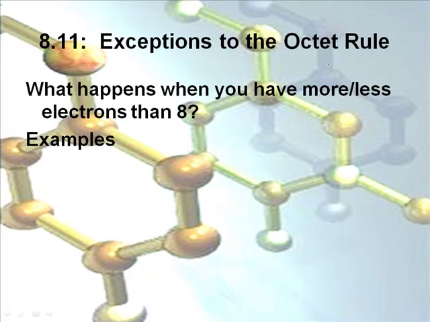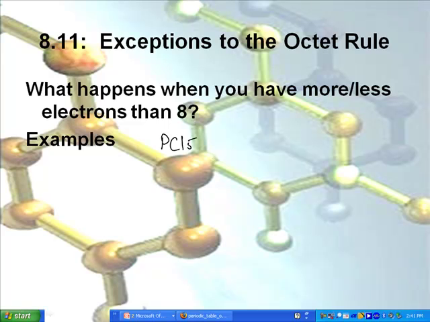Ad nauseum. Now, that always assumes that you want 8. There are what we call exceptions to the octet rule. And so, basically, we follow the same set of rules. We just have a few exceptions. So why don't we do PCl5? Ooh, that's a good one. All right, let's do PCl5.